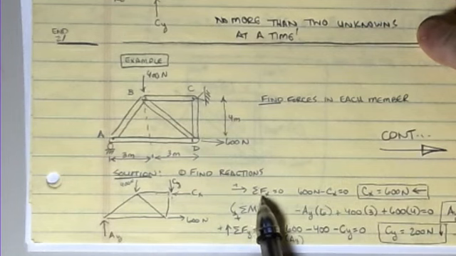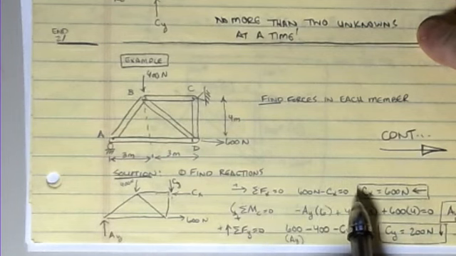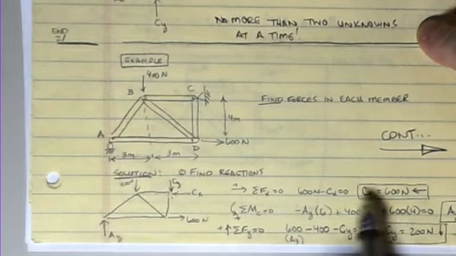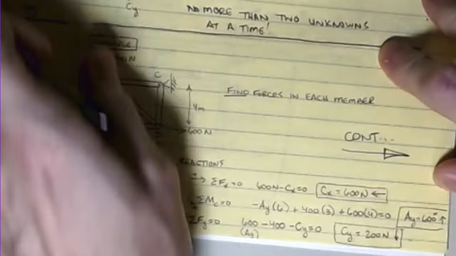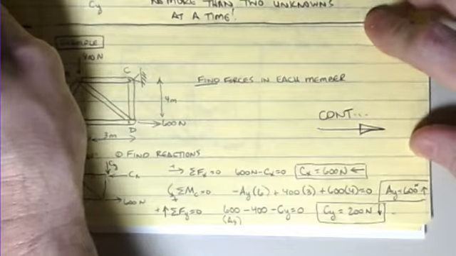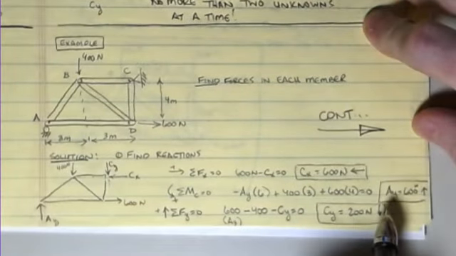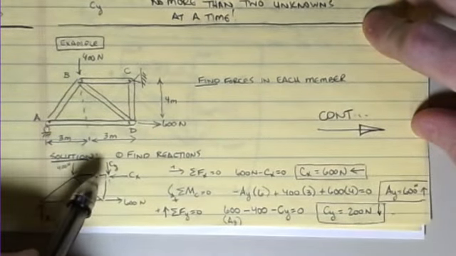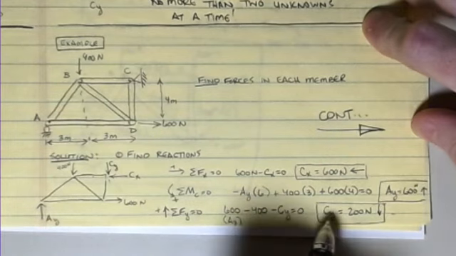You can see that I have sum of forces X equals 0, 600 newtons minus CX, and I can see that CX is clearly 600 newtons acting to the left. If I slide this over a little bit so you can see the rest of this, I can see that AY is 600 newtons acting up, which is the reaction out here, and then CY is 200 newtons acting down.